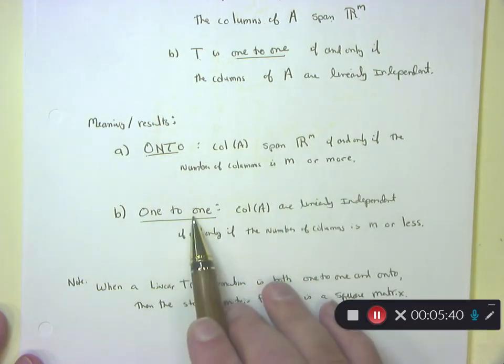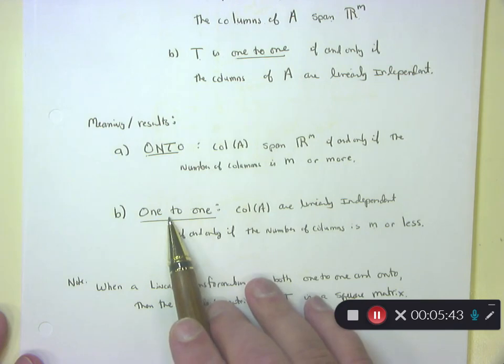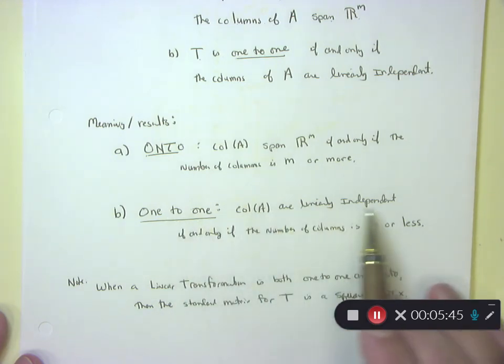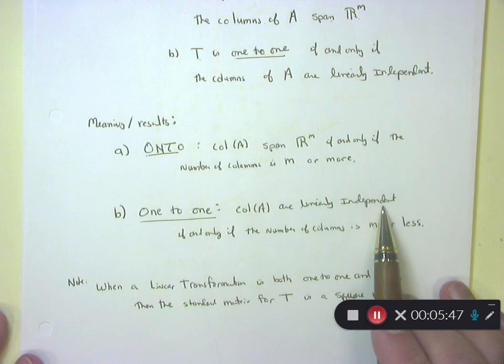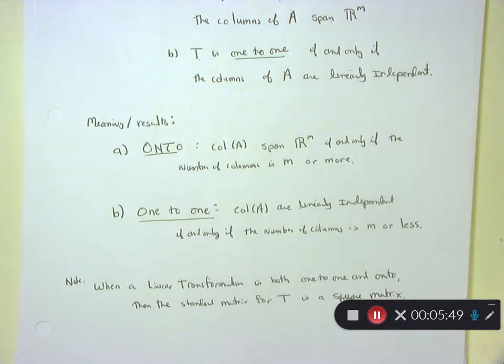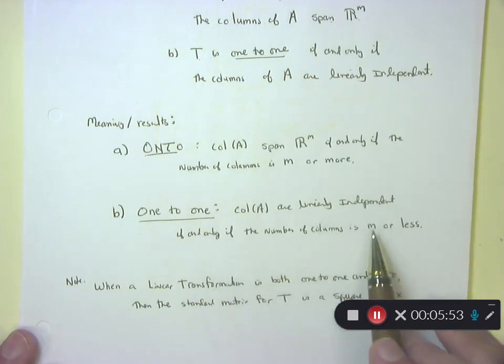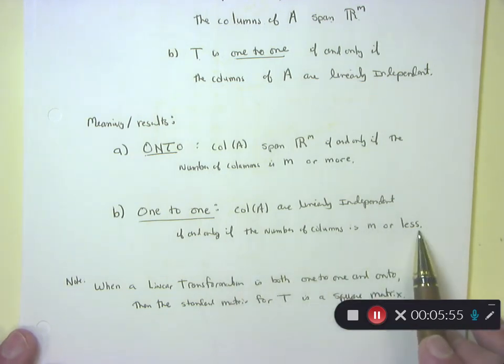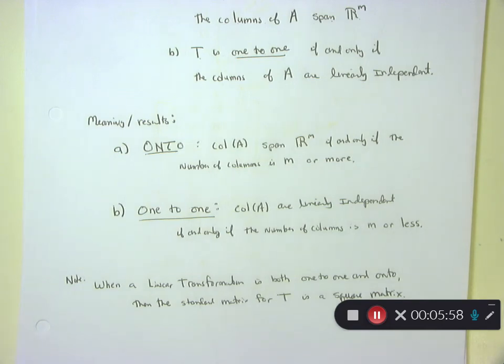But for the linear transformation to be one-to-one, the columns of A have to be linearly independent. Linearly independent means I can't have any free variables, so the number of columns has to be M or less. If you have more than M, you're automatically going to get dependent. You have way too many vectors in what you're playing with.